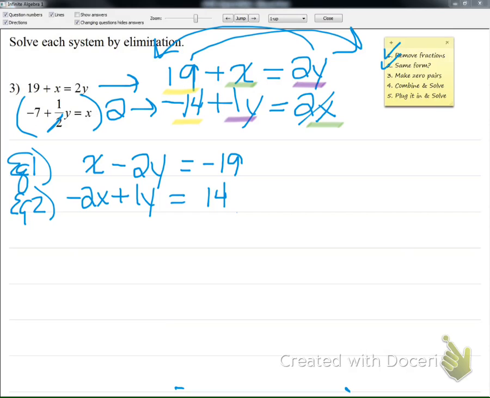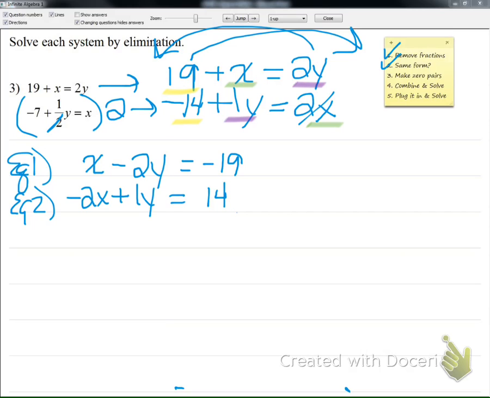All right, so check. I'm done with step 2. I have them both in the same form. I'm ready to make 0 pairs. Do I have any? No, I don't have any numbers that are the same in front of any of my variables. By the way, when we're looking for those 0 pairs, it's the 0 pairs of the variables, we're not looking at the constants here. Even if those are 0 pairs, that's not what we're trying to make into 0 pairs. They might be 0 pairs like in one of those previous examples, but we're looking at the variables.